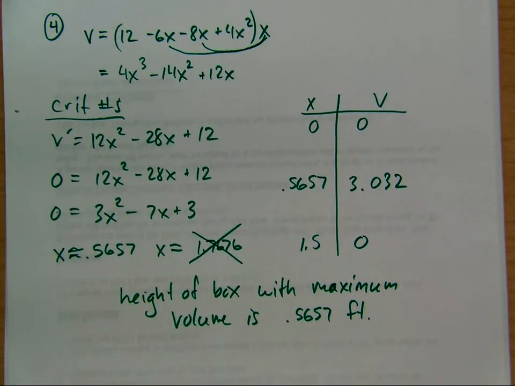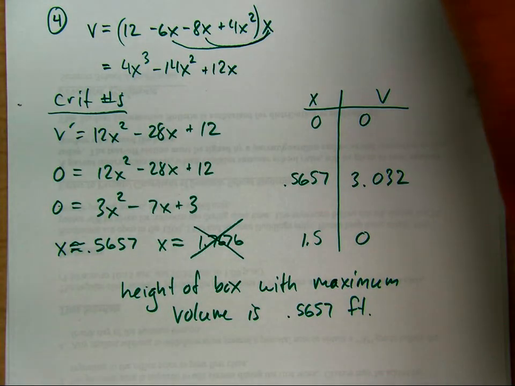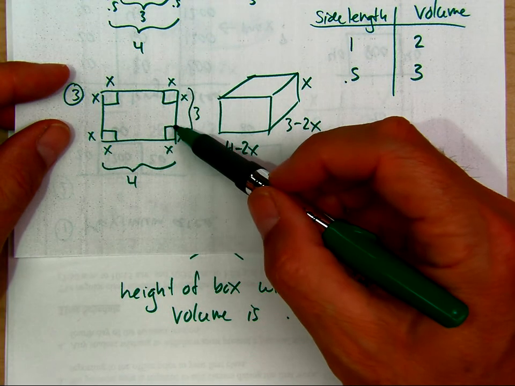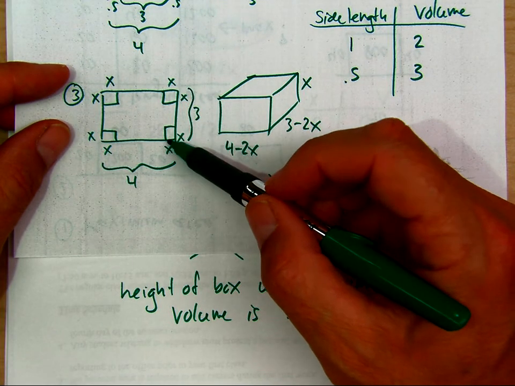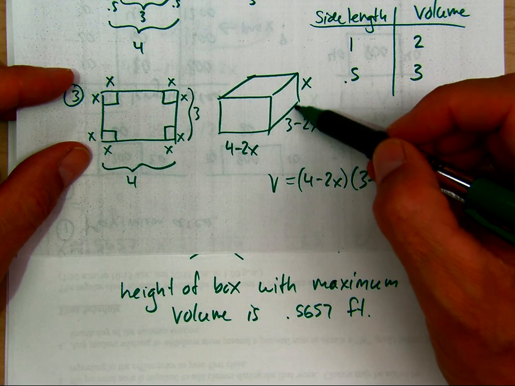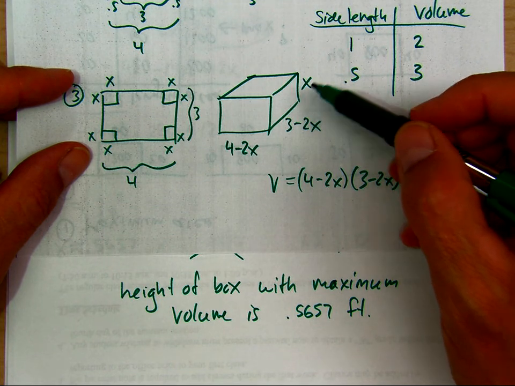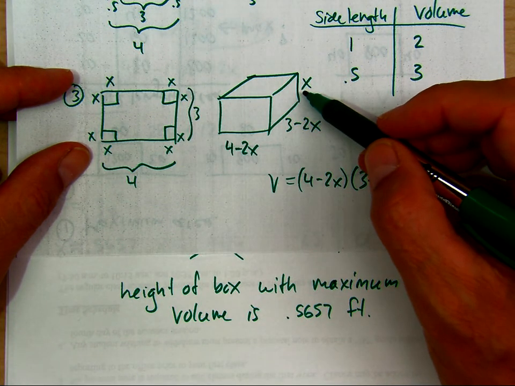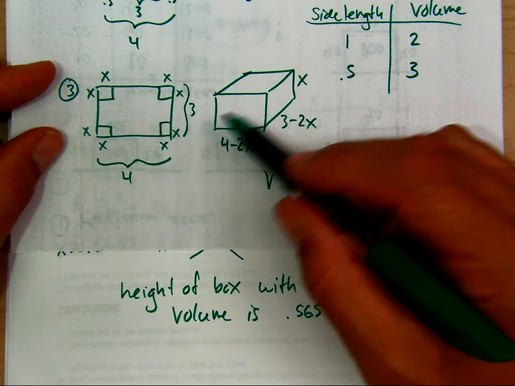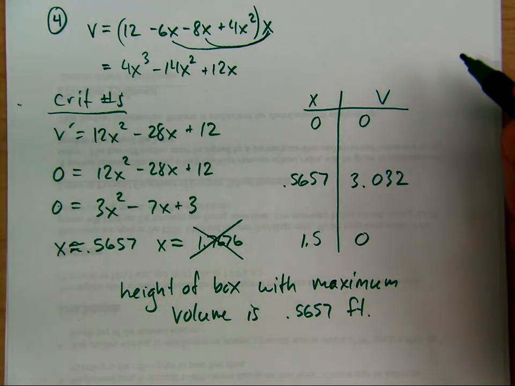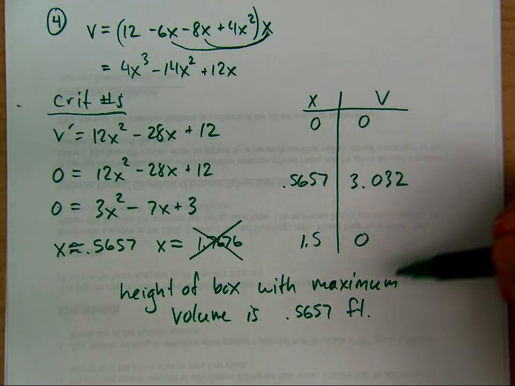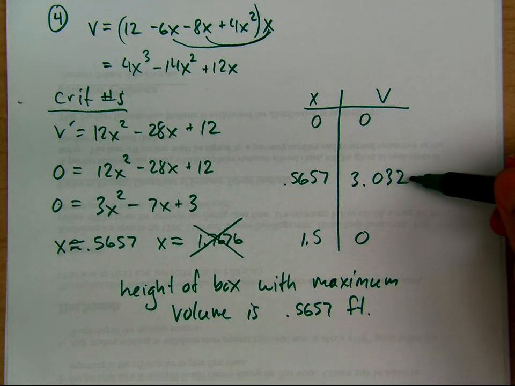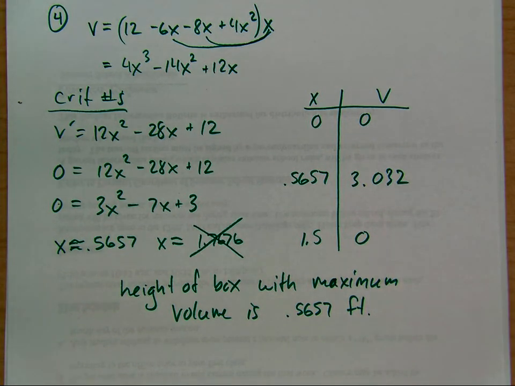And we found when we drew the picture, we saw that this side length of the square that we remove is the same as the height. So the question could be, what size square should you cut out? Here it was, what will the height of the box be? But they are the same length. So we were able to find the height of the box that has the maximum volume. And we will stop there.